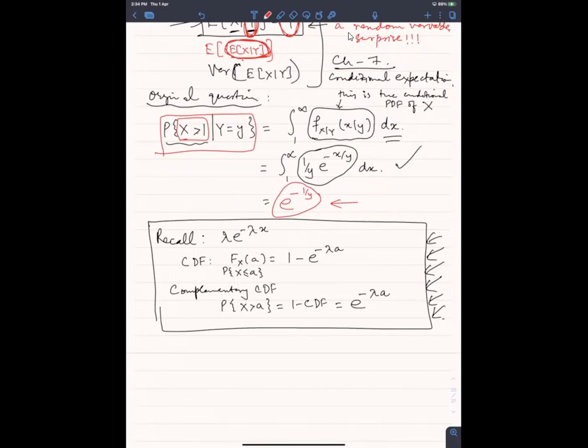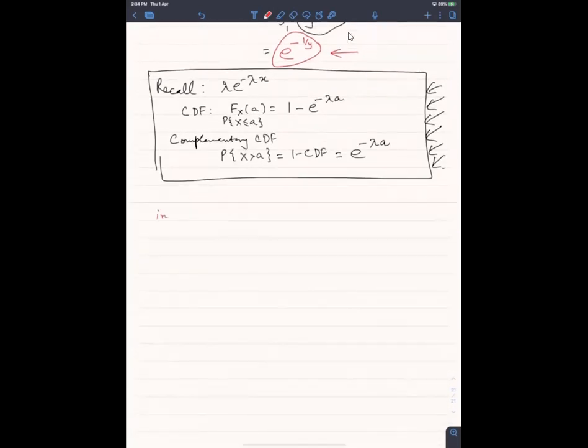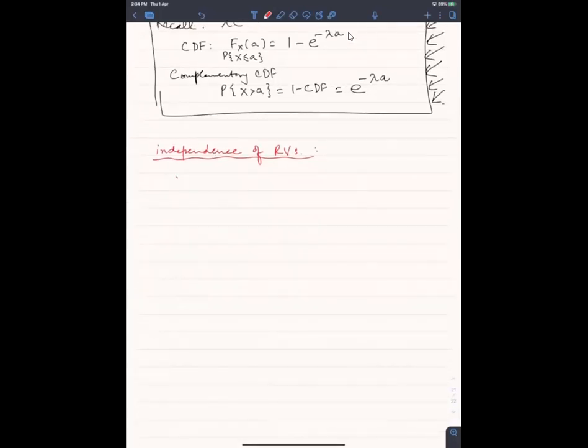All right. Now I'm going to talk about independence of random variables. Two random variables x and y are independent if every event involving x and y is independent. Okay, x and y are independent if every event involving x is independent.